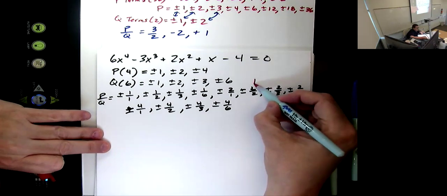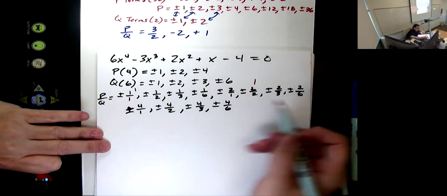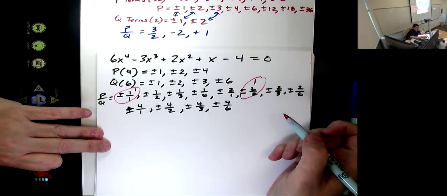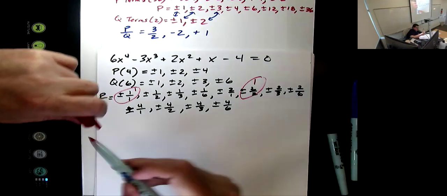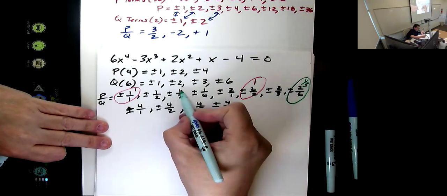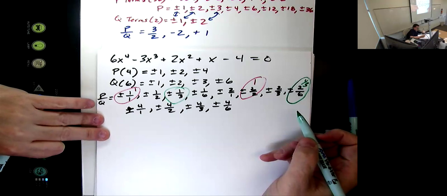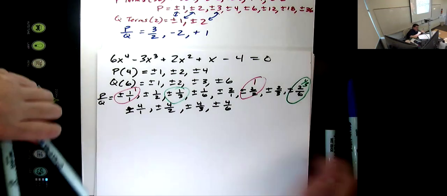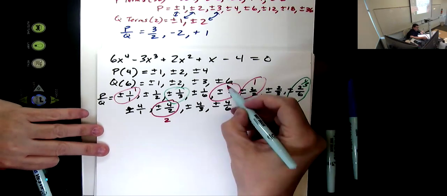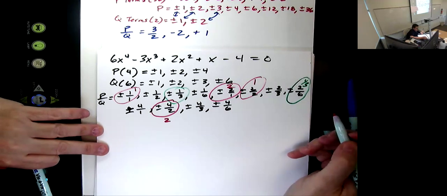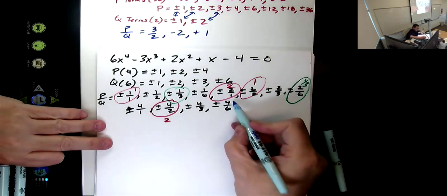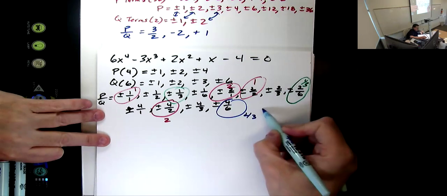2/2 is the same thing as 1. And this is a 1 as well. So these two are the same. 2/6, maybe I'll do a different color here. 2/6 is 1/3. And I have a 1/3 here. Four over two is 2. And I have a 2 right here. And 4/6 reduces to 2/3, and I have that there.